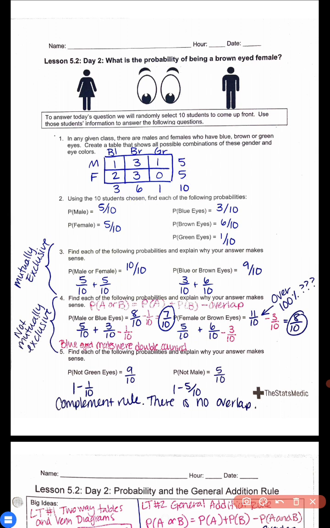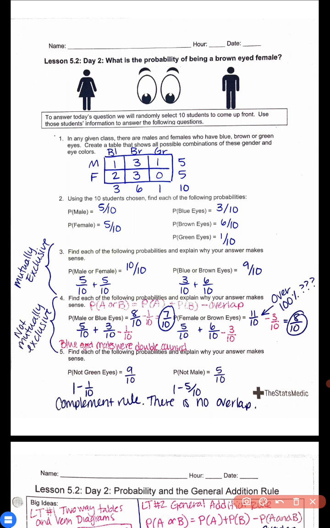Question number 2 asks us to find several different probabilities. The first one asks, what's the probability of picking a male out of this class? Well, there are 10 total people in this class. 5 of those 10 are male, so 5 out of 10 would be my probability, or I could write that as 0.5 or as 50%. These are your simple probabilities. To get simple probabilities, you count the total number of people, which goes on the bottom of your fraction, and then on top is the number of people in that category.